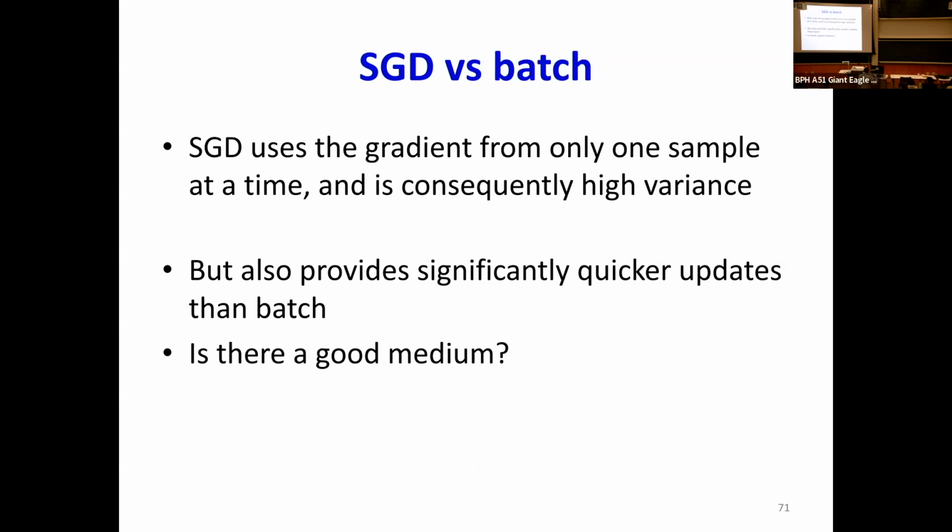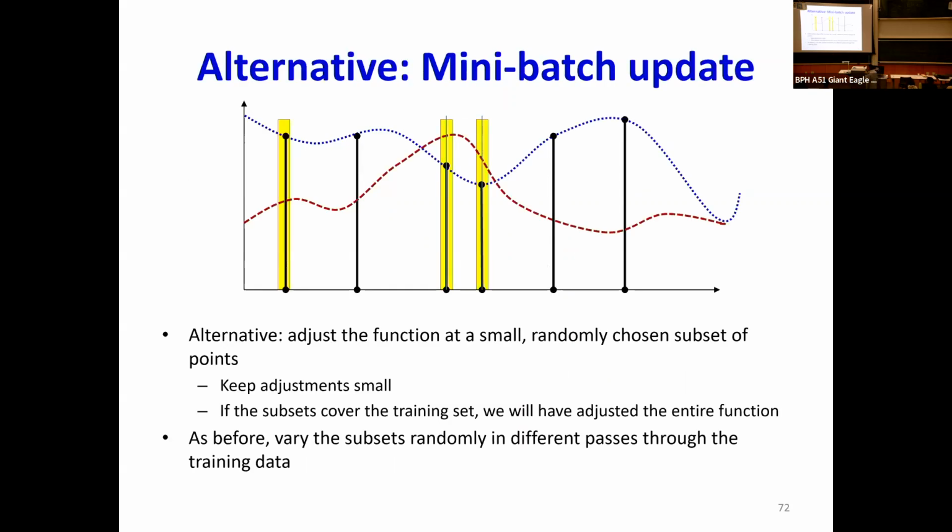So in summary, SGD uses the gradient descent from only one sample. So it's consequently high variance, but provides significantly quicker updates. So is there a decent medium? Here's what we can do. We can adjust the function at small, randomly chosen subsets of points. At each point in time, you keep the adjustment small. If the subsets cover the training set, we would have adjusted the entire function. And as before, you're going to have to modify the subsets that you choose from iteration to iteration.